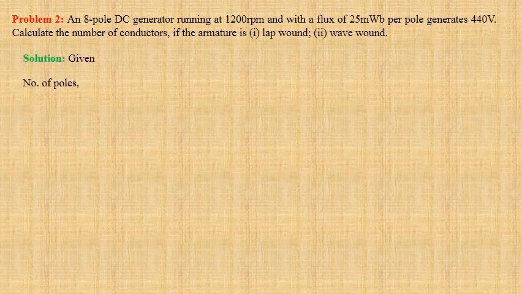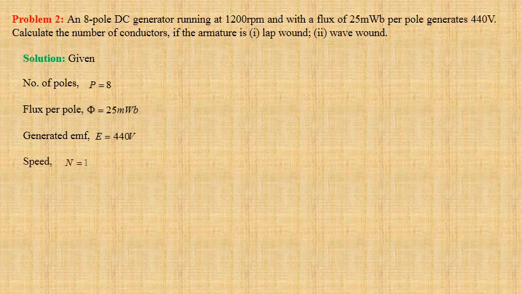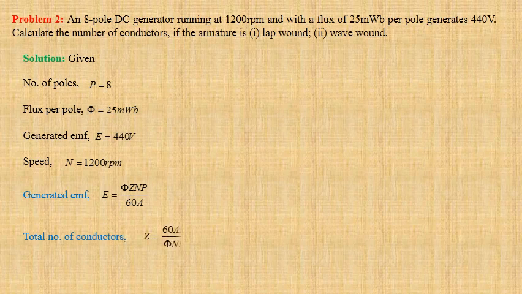Number of poles P equals 8. Flux per pole phi equals 25 milliweber. Generated EMF E equals 440 volts. Speed of the rotor N equals 1200 rpm. Expression for generated EMF E equals phi Z N P divided by 60A. Therefore, the expression for the total number of conductors will be Z equals 60 A E divided by phi N P.